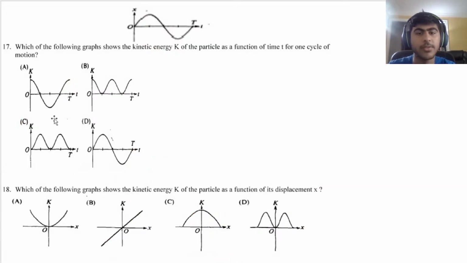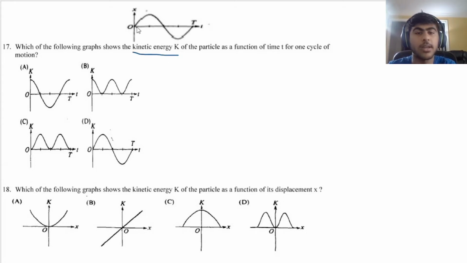Now we have some graphs. Graphs are an important part of this unit because we have, of course, amplitude and the period. We have lots of things that are asked in these. So which of the following graphs shows the kinetic energy K of the particle as a function of time t for one cycle of motion? Well, what we know is that at the equilibrium position, so no displacement, we have maximum kinetic energy K.